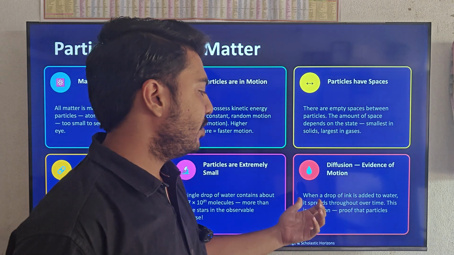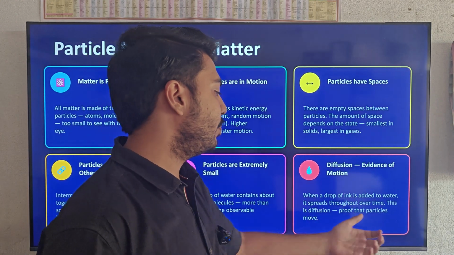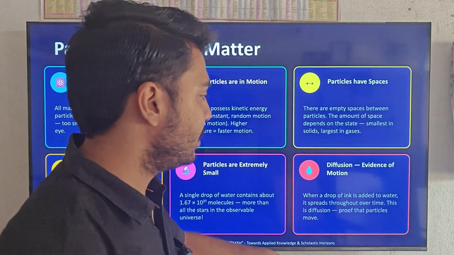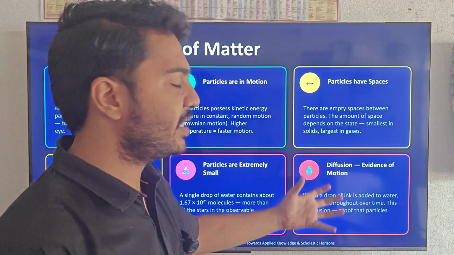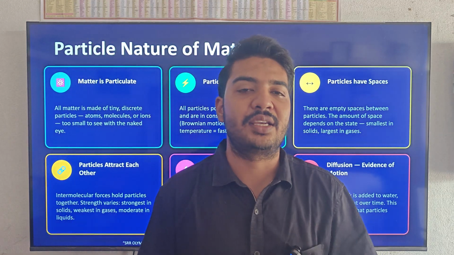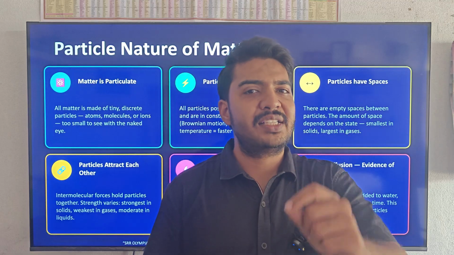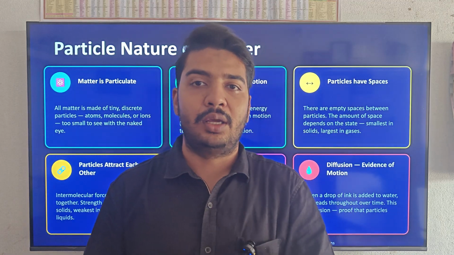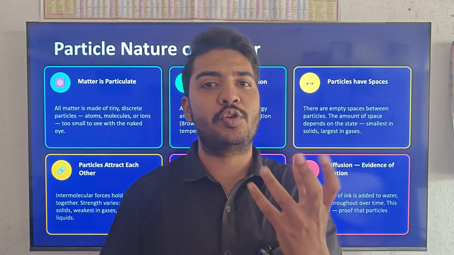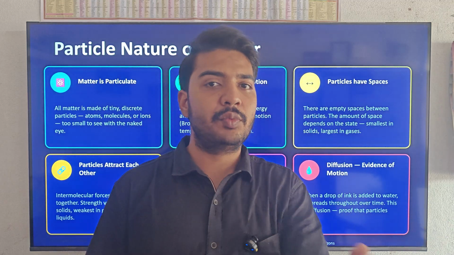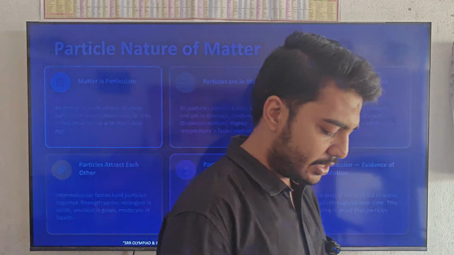Diffusion, evidence of motion. When a drop of ink is added to water, it spreads throughout over time. This is diffusion, proof that particles move. So particles also have motion. The best example for this is an incense stick, which we call agarbatti in many places. When that incense stick gets burned, heavy smoke comes out of it, yes or no? Yes. So through that smoke you can simply say that particles are moving from one place to another, yes or no? Yes. So that's how the particle nature will be there.